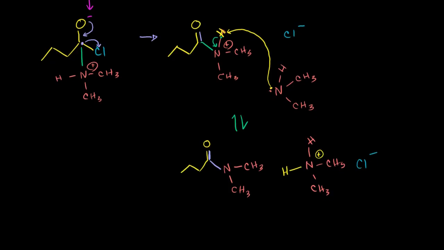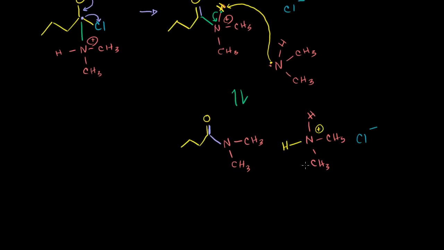So what are we left with? And once again, this is a little bit of practice of naming. We started with an acyl chloride, and we ended with an amide, because we now have this nitrogen group attached. So what is this? This has 1, 2, 3, 4 carbons, so it's butane, but it's an amide. So this part tells us that we're dealing with an amide. Butane, it's butanamide.